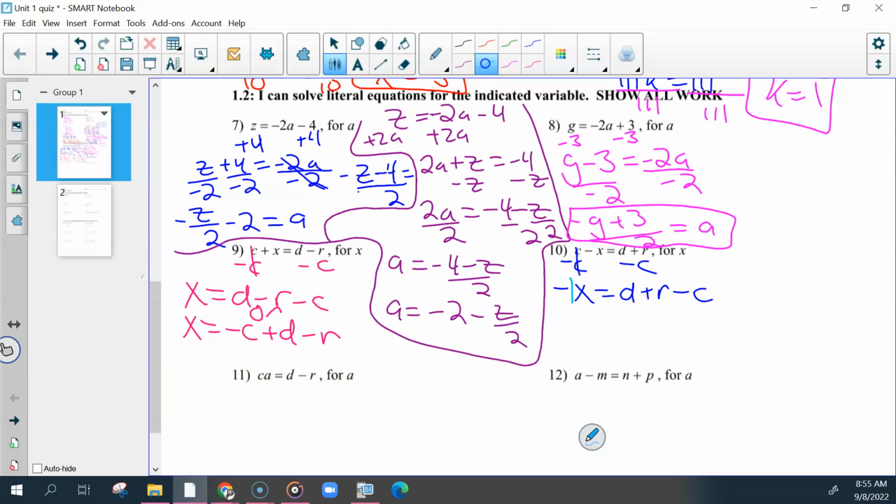Remember that this is negative 1. You can divide everything by negative 1, but you have to simplify. All your signs are going to change because you're dividing by a negative. So this would become a negative d, a negative r, and a positive c. And that should have been your answer. Anyone need or want to see it done the other way?